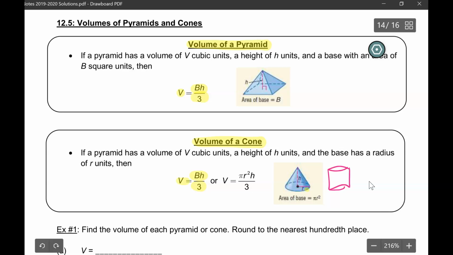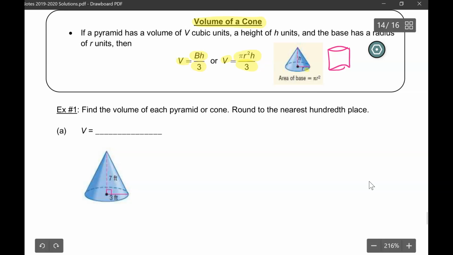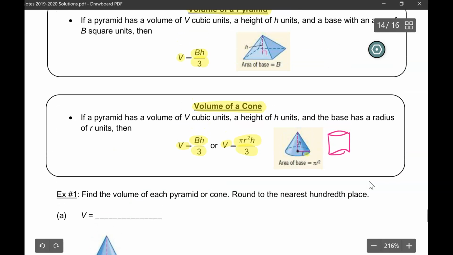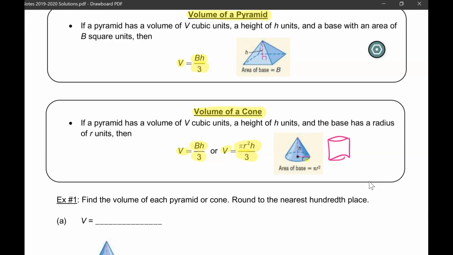Remember, the base is always pi r squared, so the volume for a cone is pi r squared times the height divided by 3. Now, another quick reminder, we are not using slant height for volume. We are using the altitude, the height that goes right through the center of our pyramid or cone, versus the slant height. Remember, slant height was on the outside.